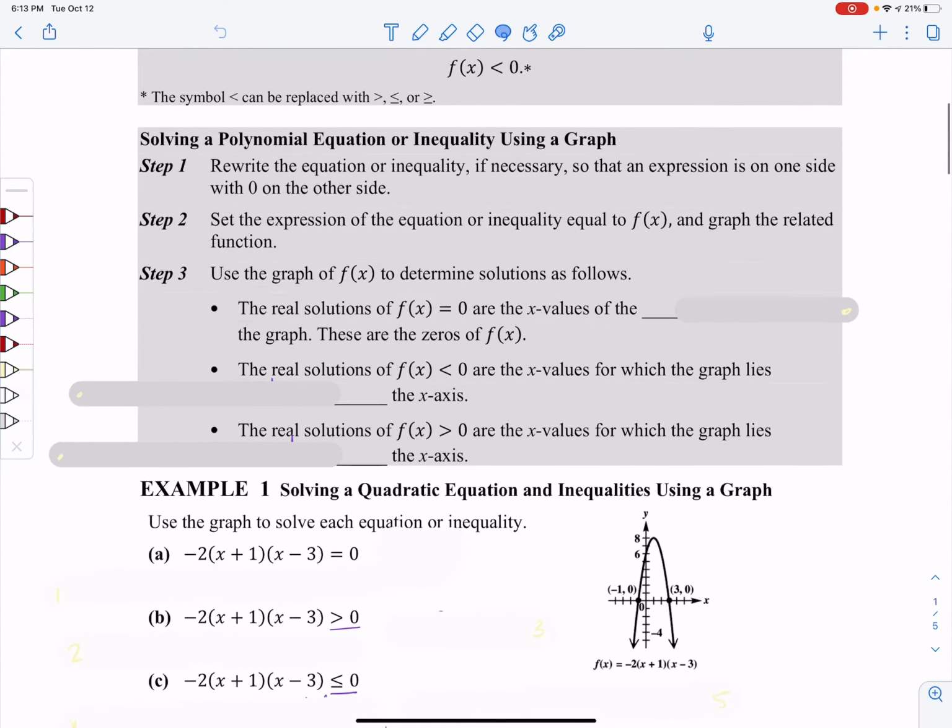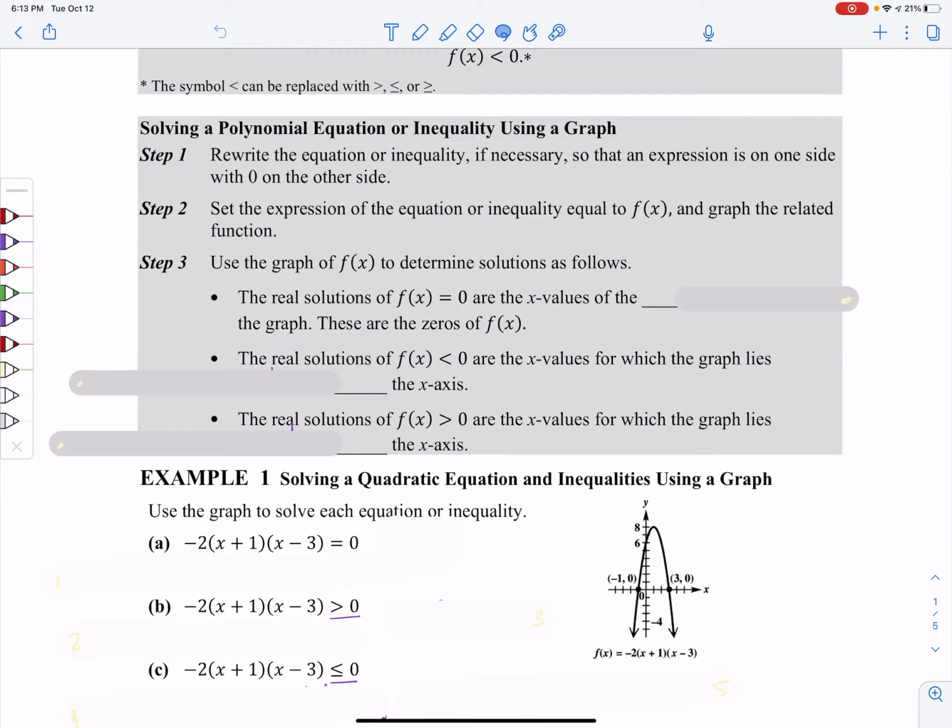When we want to solve a polynomial inequality, here are the steps. Step 1, get 0 on one side. Step 2, set the expression equal to f of x and graph. Number 3, use your graph to determine your solutions.